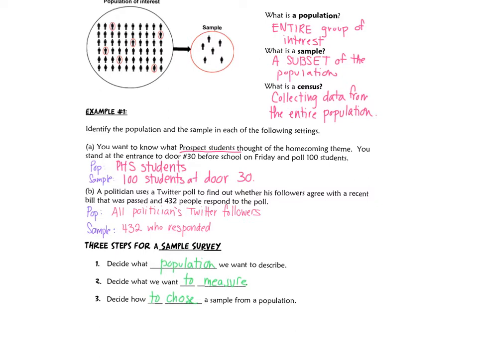Then you want to talk about what you want to measure. So you want to measure how many people said, yes, I plan on traveling this winter break. And then finally, you're going to have to decide how to choose a sample from that population, because usually the population is too big to ask everyone, or to observe everyone. So you want to figure out how you are going to choose a sample from the population.